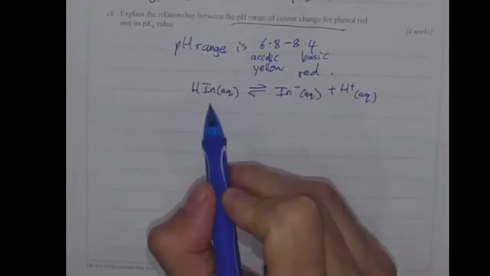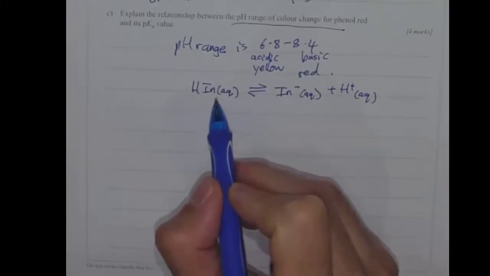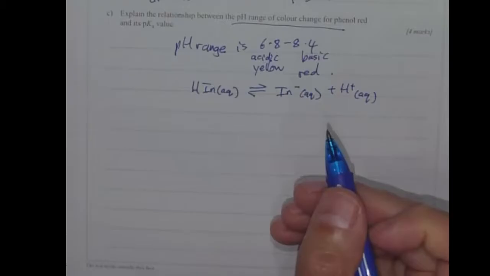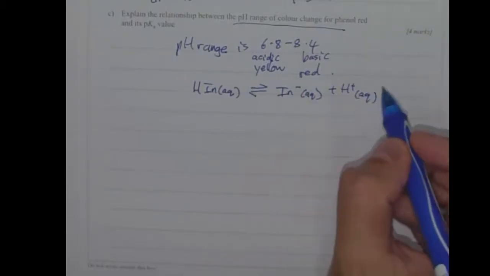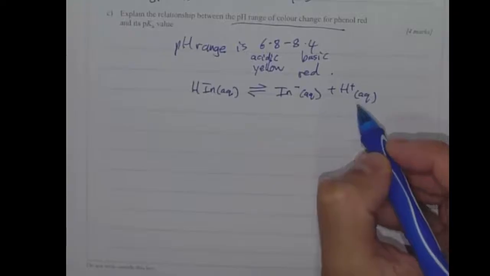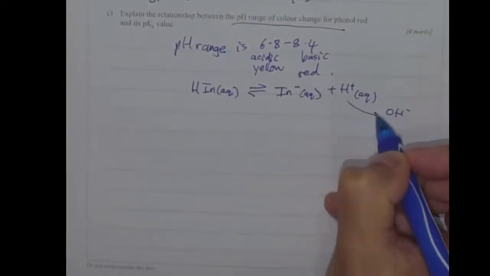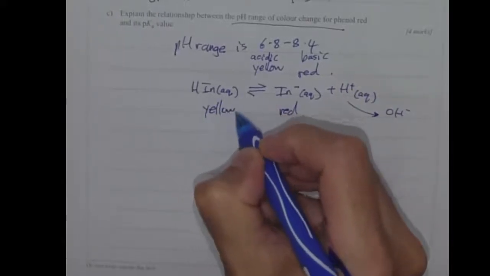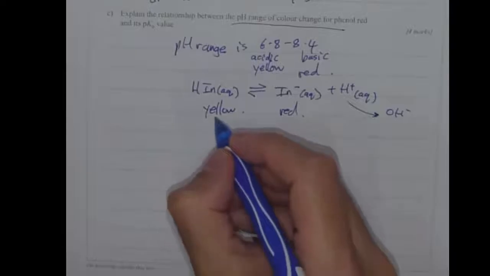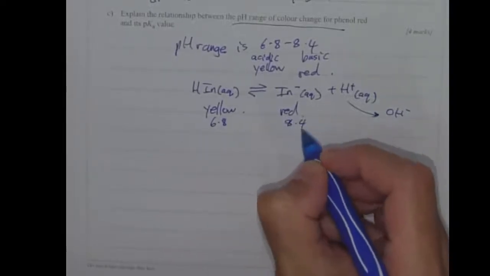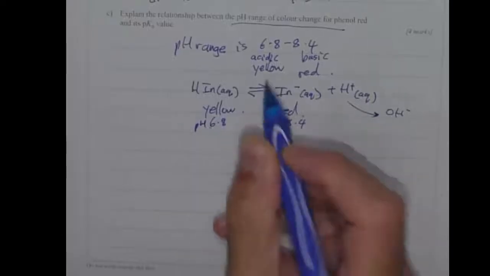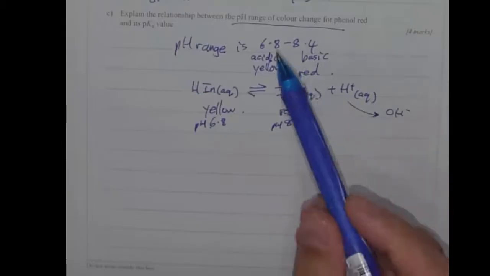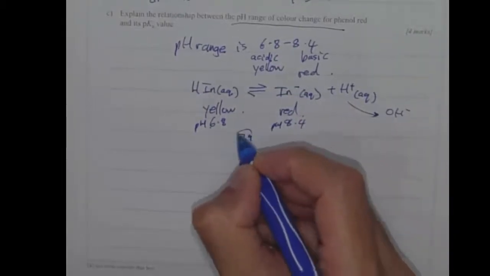Acidic. So the more and more of this you take away, the more and more base you add or remove this and turn it into the red. And so this will initially be yellow at around 6.8. This would be the 8.4. And its pKa is 7.9. All right.